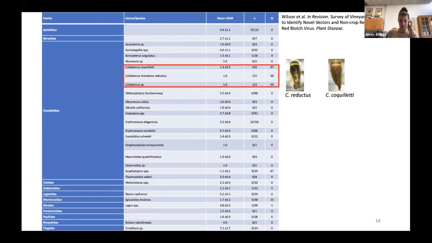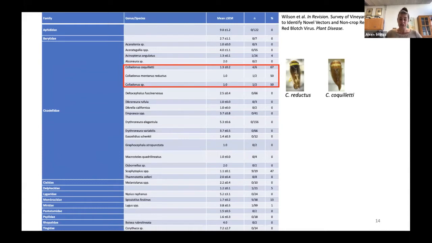So first, we have two species in the Colodonus genus, Colodonus reductus and Colodonus coccoletti. Both of these insects tested very high for acquisition. 67% of coccoletti tested positive and 50% of reductus tested positive for red blotch. This suggests these two insects are very good at acquiring the virus. However, if we look at the counts, we see that there are actually very few found, with only 6 coccoletti and only 2 reductus being found across 2 years of surveys.